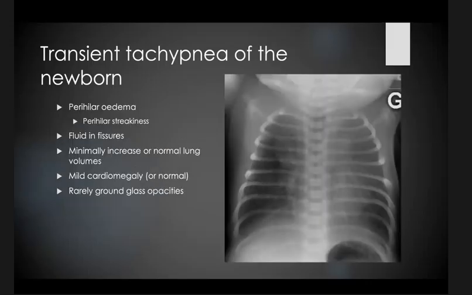The risk factors are C-section before labor, fetal hypotonia for whatever reason, neonatal sedation, maternal diabetes, and delivery before 38 weeks of gestation. So under X-ray, you basically have a perihilar edema with a streakiness of the hilar regions. You can have, which we don't see here, fluid in the fissures, minimally increased lung volume or normal lung volumes, and a mild or normal heart. You can have a mild cardiomegaly, but not that big. And rarely you can have ground glass opacities.